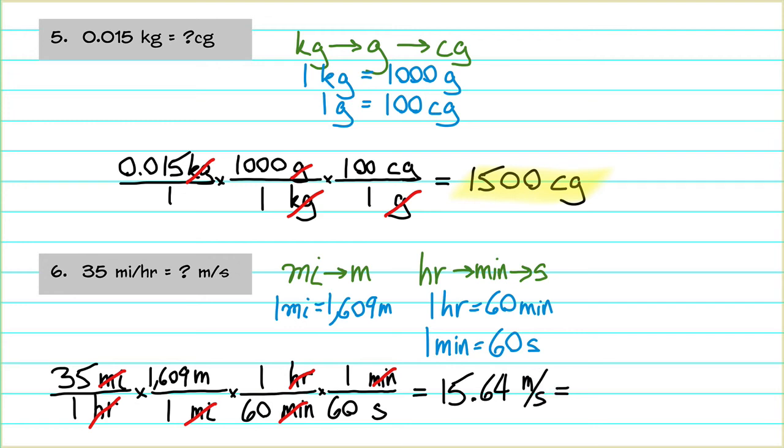And let's stop and consider significant figures. We're starting with 2, so we're only allowed 2. So I'm going to write that as 16 meters per second for my final answer. And that's how you do it. And that concludes this lesson.